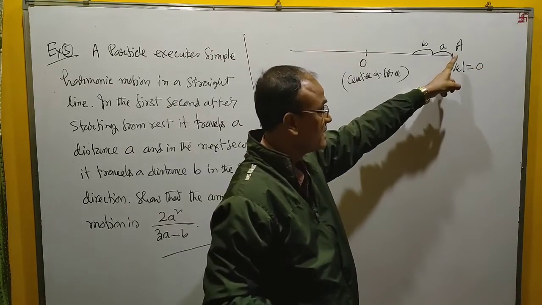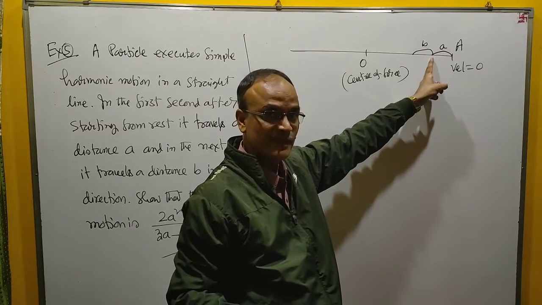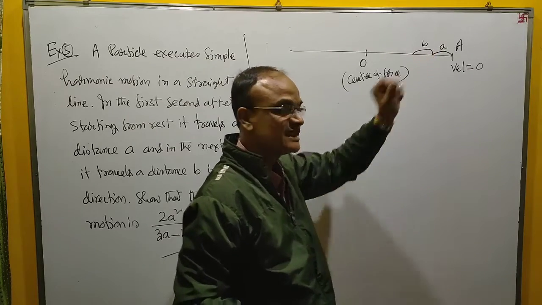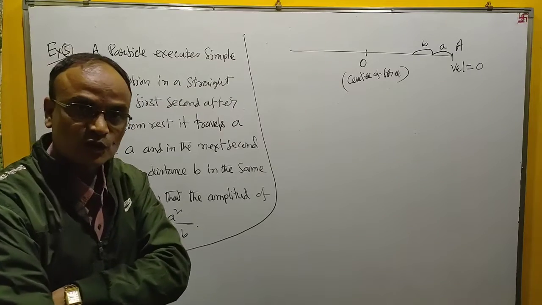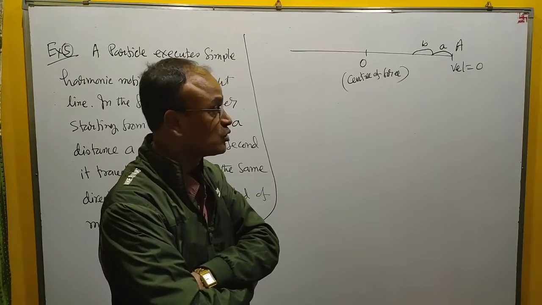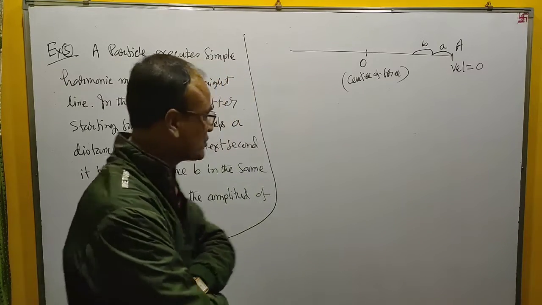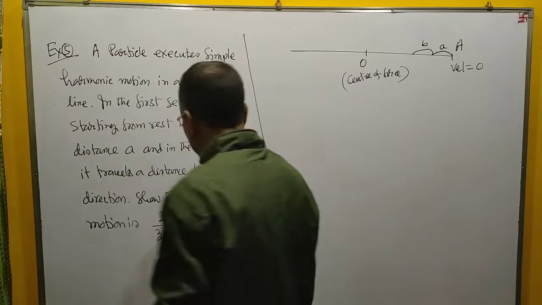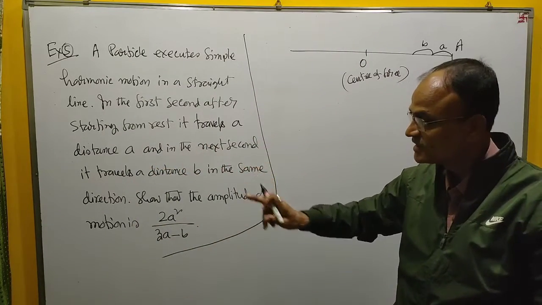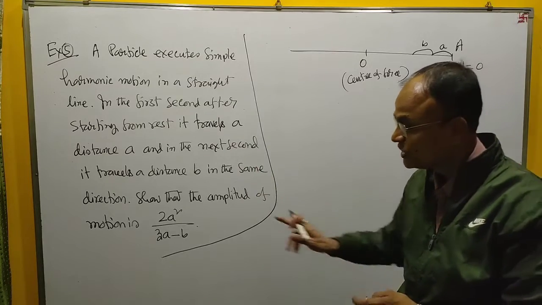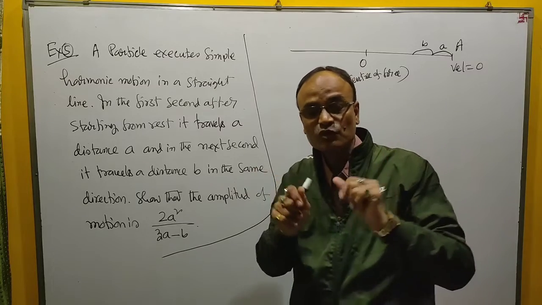After starting from rest, from a to this, it travels a distance a, and from this to this, it travels a distance b. And the time taken by the particle to cover both the distances a and b is 1 second each. It is given in the question. In the first second, it travels a distance small a, and in the next second, it travels a distance small b in the same direction. So we have to find the amplitude of the motion here.